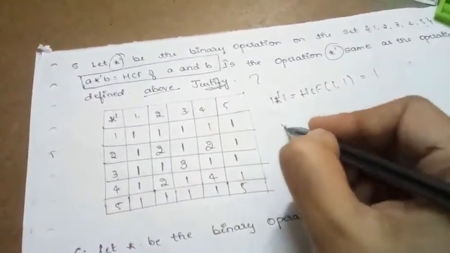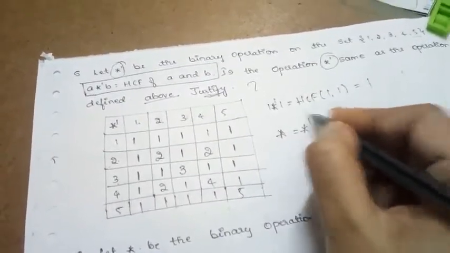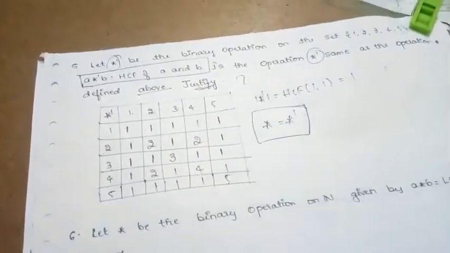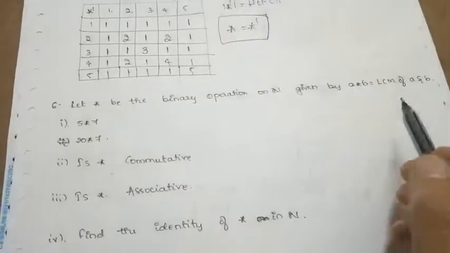Now you can see, comparing both the tables, all the elements are the same. So obviously star is equal to star prime. Both are one and the same. This is how we are going to justify the answer by looking into the operation table. So let us move to the next question.